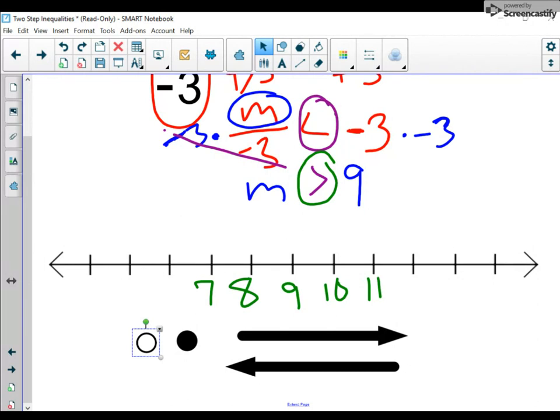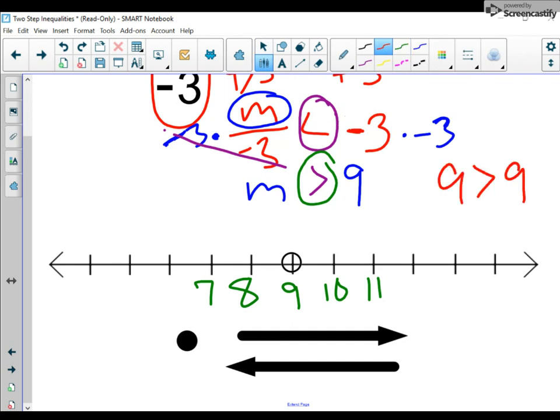So we ended with knowing that m was greater than 9. And we were just talking about what kind of circle greater than means I'm going to have. Well, greater than means I'm going to have an open circle because greater than does not include the answer of 9. If I were to plug in 9 for m, and I said 9 is greater than 9, is that true? Nope, it's not true, so I cannot include 9 as a solution, so it has to be an open circle.